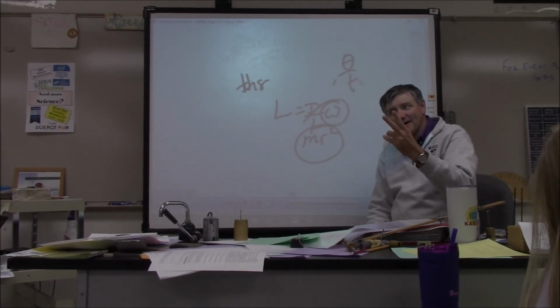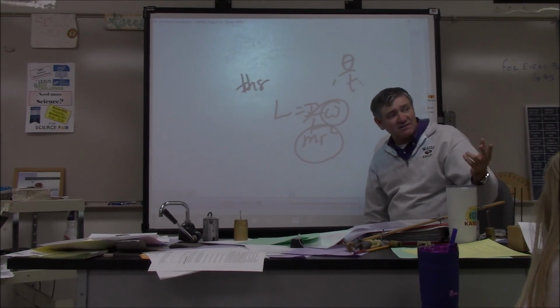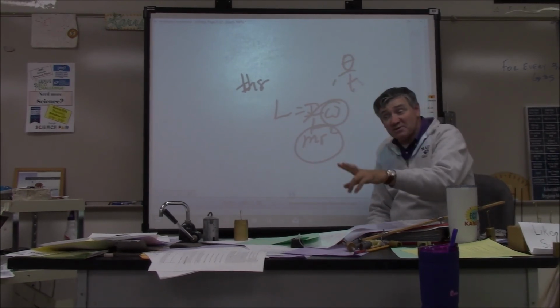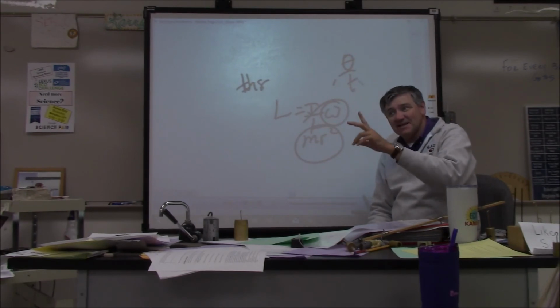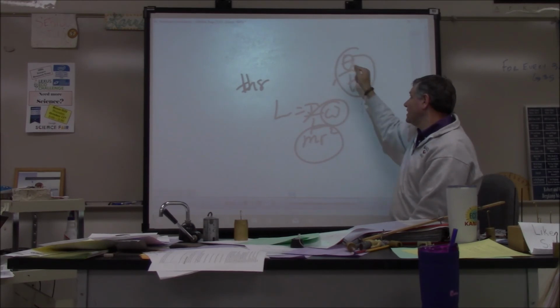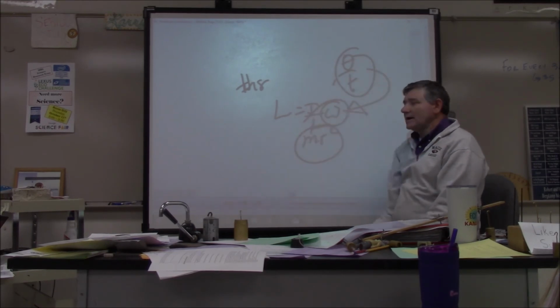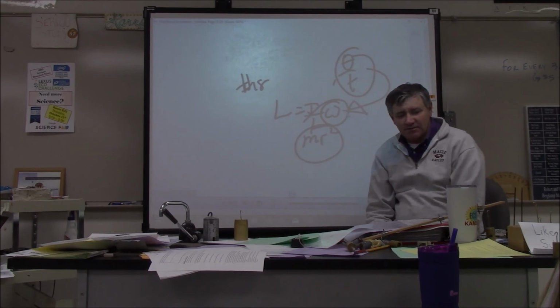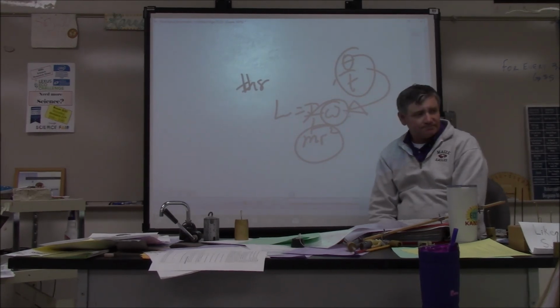2 pi. How long is it going to take? 27.3 days. What are you going to do with the 27.3 days? Change them into seconds. So then you can find I, and then you can find your omega, and then you can find your L. So, there you go. You're on your own. All right.